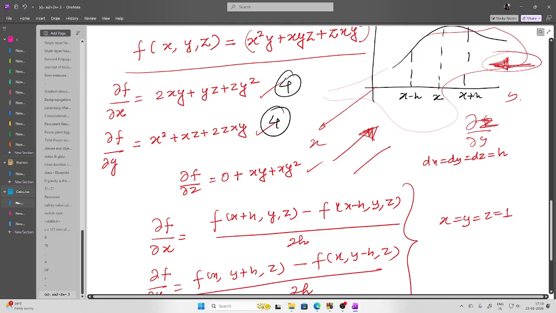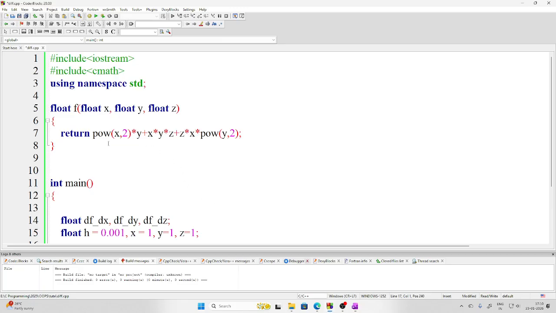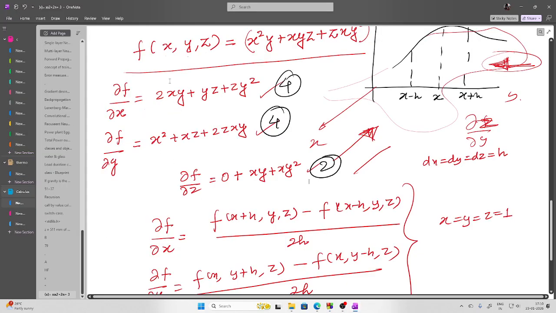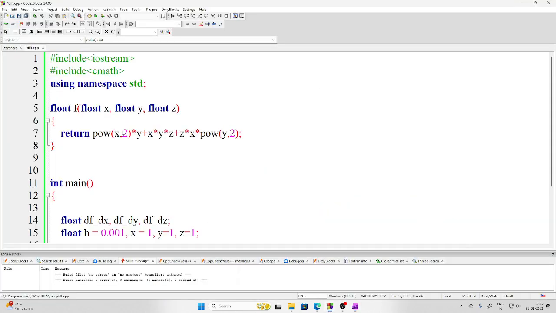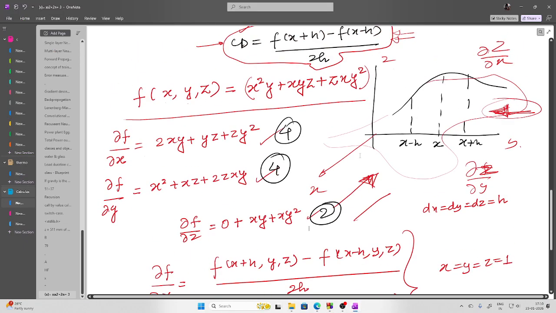For this also 4, and for this you should get 2. So let us head to the code blocks. The function I have already written. It is the same function, you can check. It is x square y plus xyz plus zx y square. So it is zx and then y square.